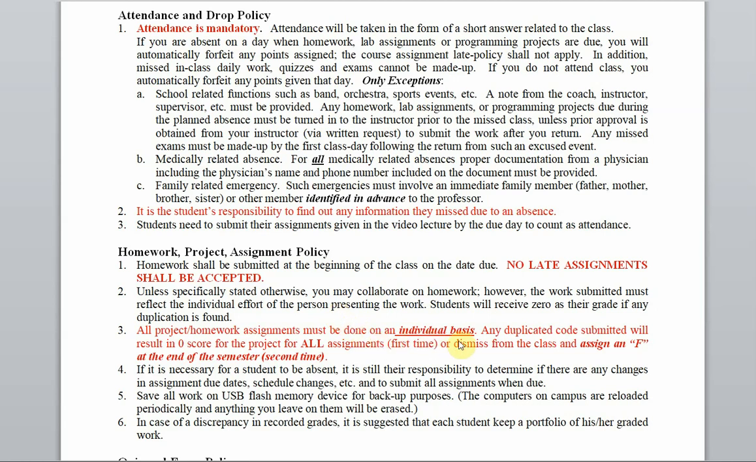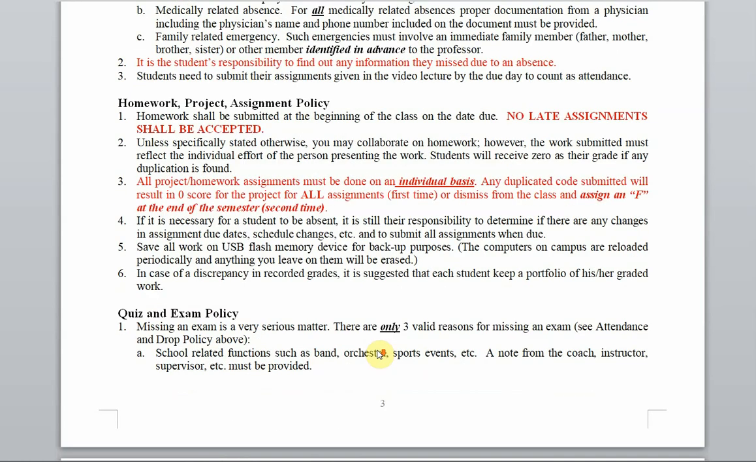Any duplicated code submitted will result in a 0 score for the project and all assignments, and then you will get an F for the end of the semester if you do that a second time. So don't do this kind of stupid thing.